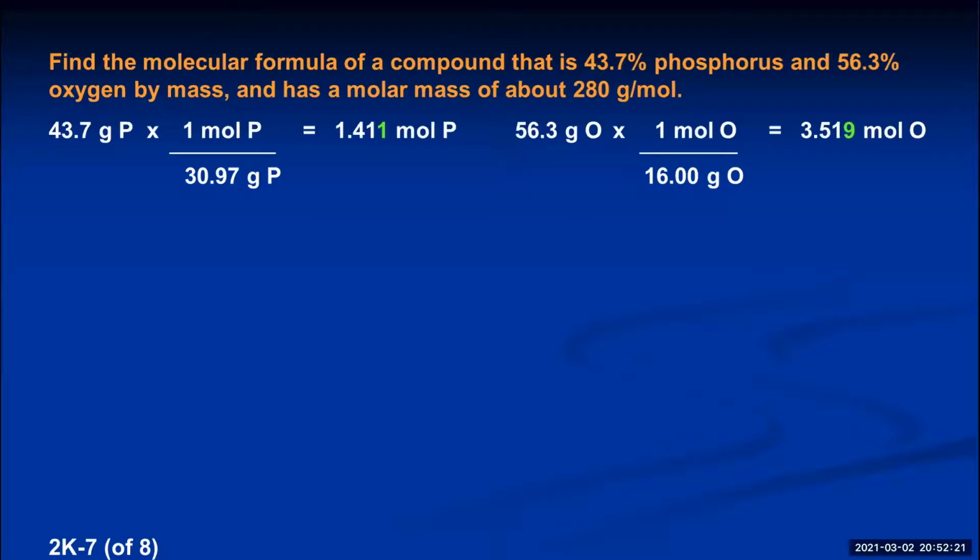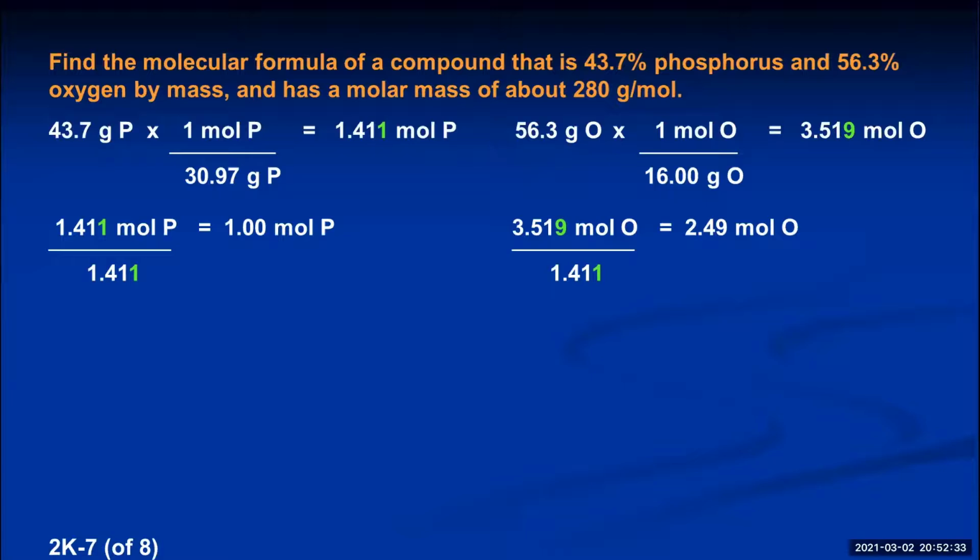And then the third step is to divide the number of moles of all the different elements by whichever number is the smallest. In this case, 1.411 is smaller than 3.519. And so this is going to come out 1.00 moles of phosphorus to 2.49 moles of oxygen. Unfortunately, the 2.49 is not close to an integer, so that means we're going to have to multiply it by something. Whatever you multiply this by, you better multiply the first one by it. Otherwise, you've messed up the ratio.